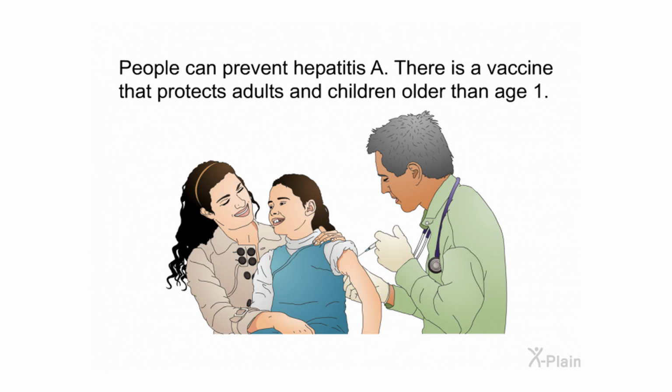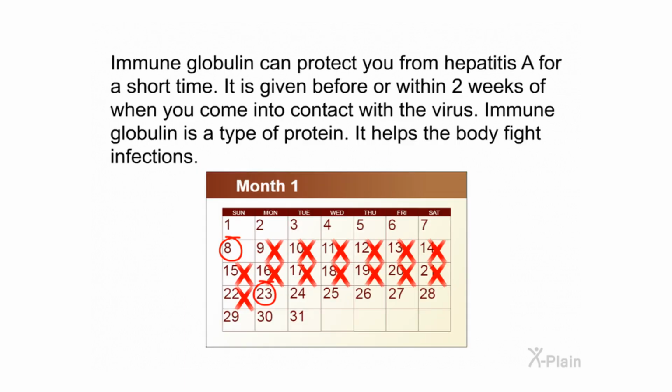People can prevent hepatitis A. There is a vaccine that protects adults and children older than age 1. Immune globulin can protect you from hepatitis A for a short time. It is given before or within 2 weeks of when you come into contact with the virus. Immune globulin is a type of protein. It helps the body fight infections.